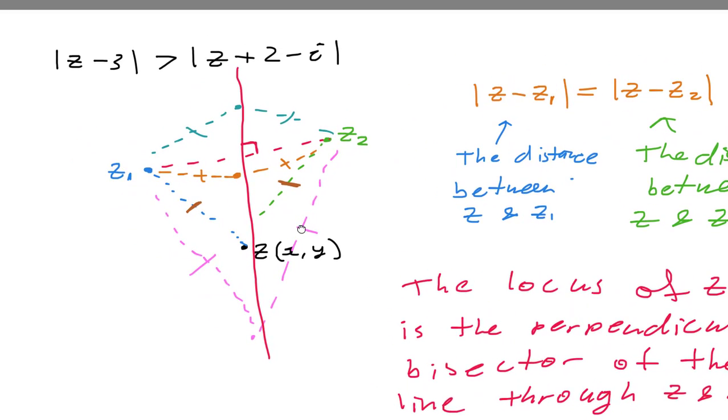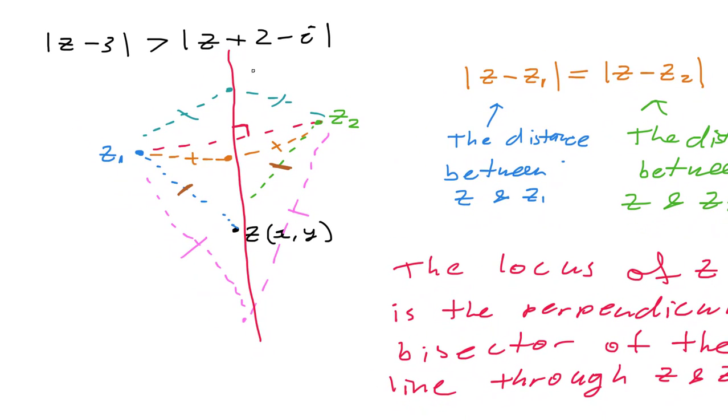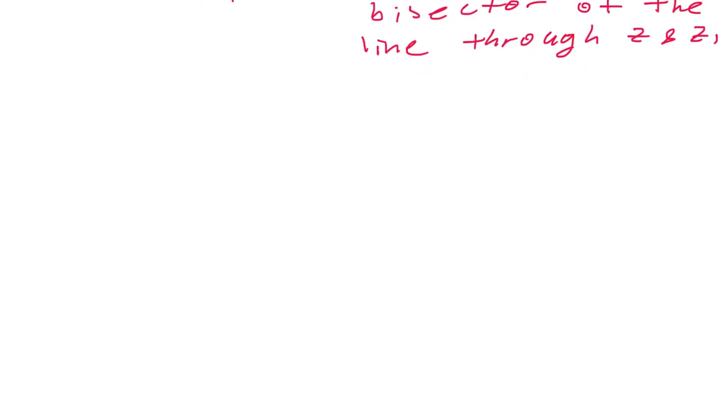Now, if we extend that to where we have an inequality, the locus is no longer restricted just to this line. It's restricted to an area where one distance is greater than or less than the other distance. So let's actually have a look at that problem. Let's go back to our equation. We had |z - 3| > |z + 2 - i|.